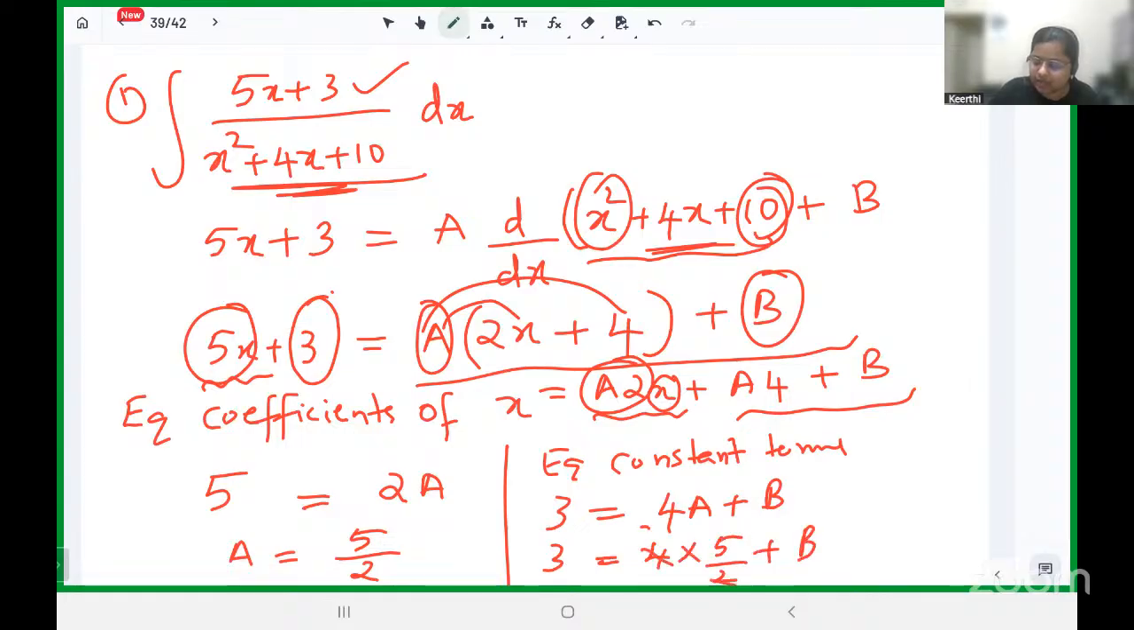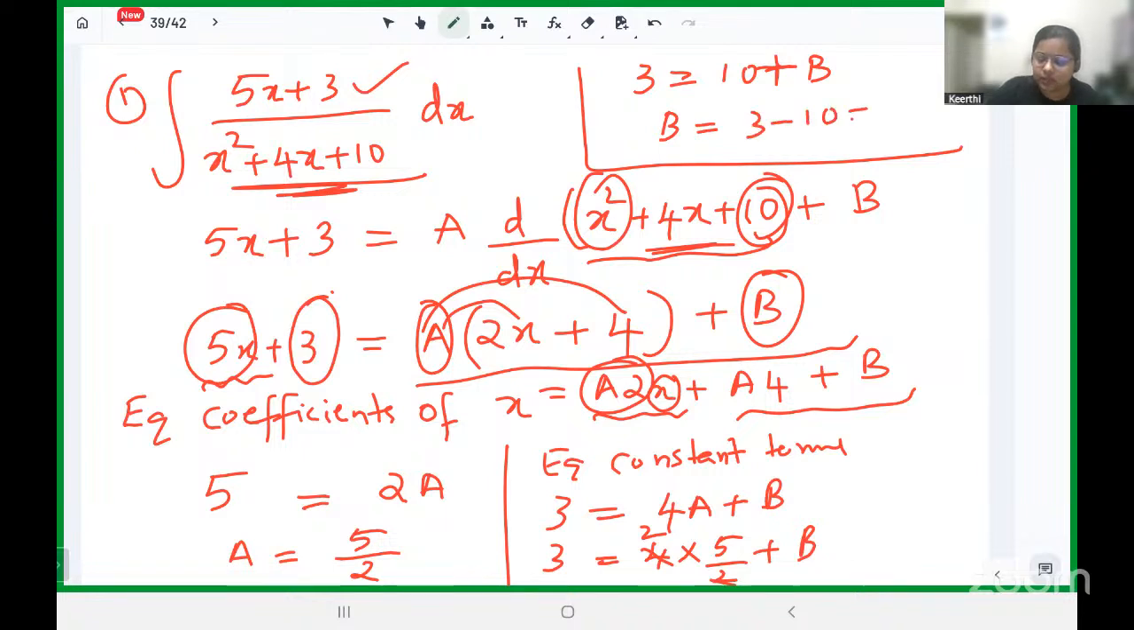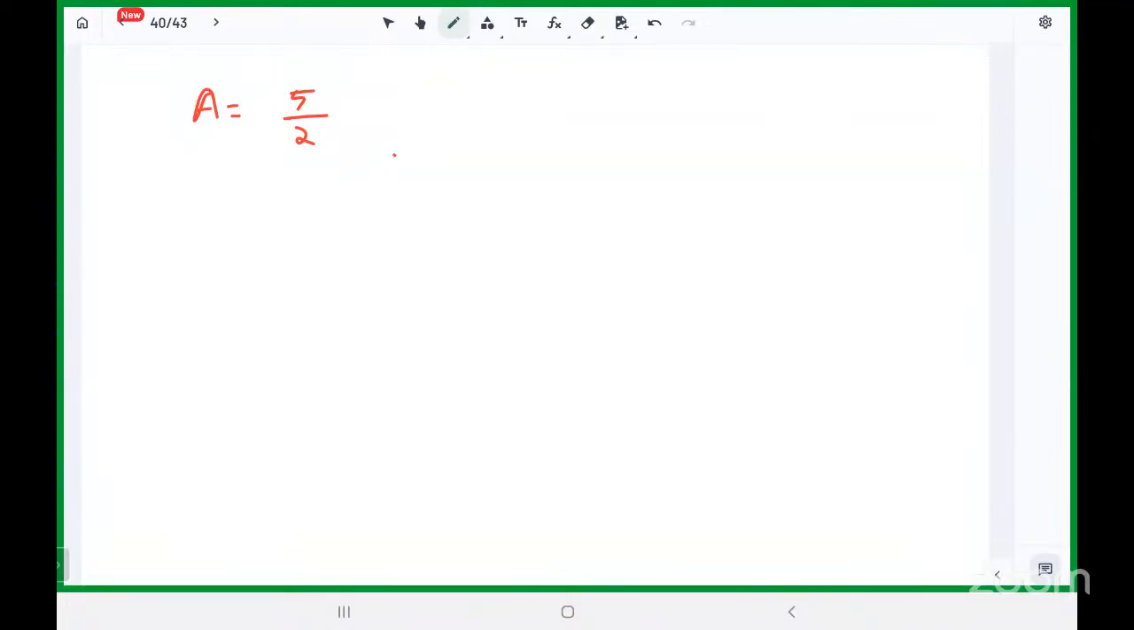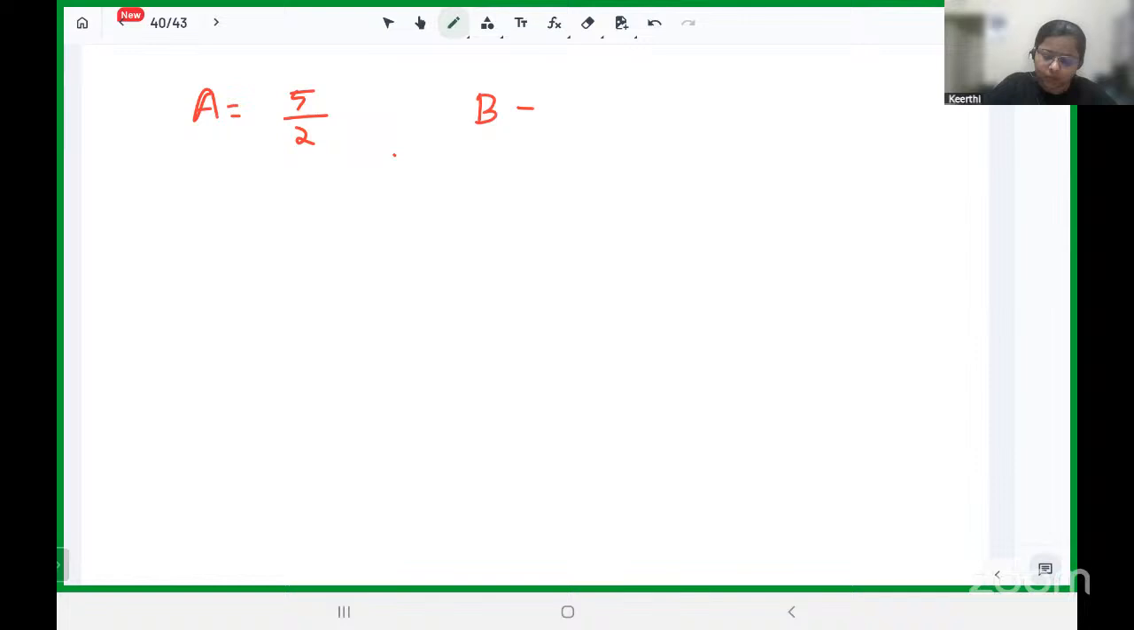So this 2 and 4 get cancelled, which means it is 10, isn't it? So 3 is equal to 10 plus b. What is the value of b from this? 3 minus 10, that is equal to minus 7. Okay, so we have got the values for a and b. a is equal to 5 by 2 and b is equal to minus 7.